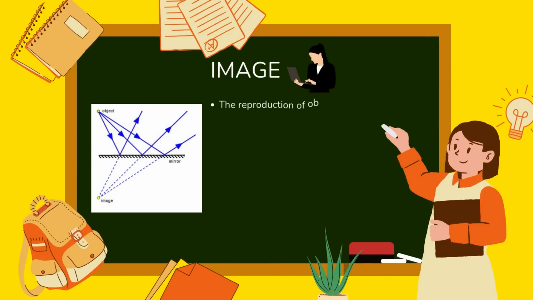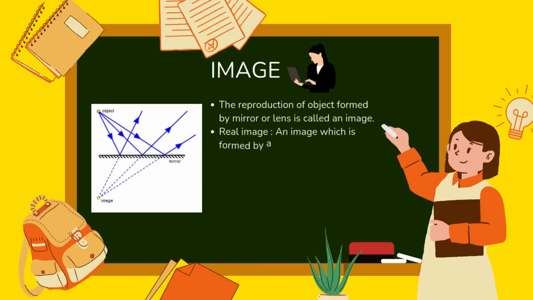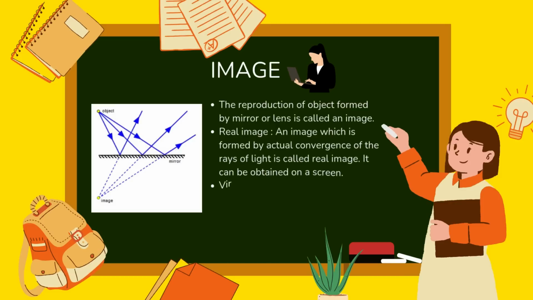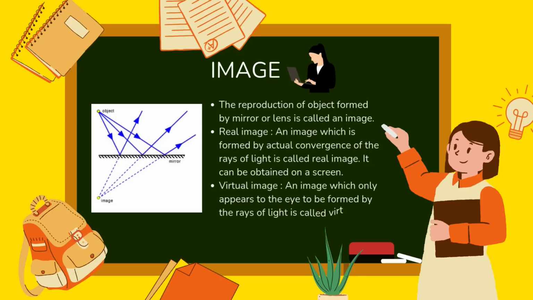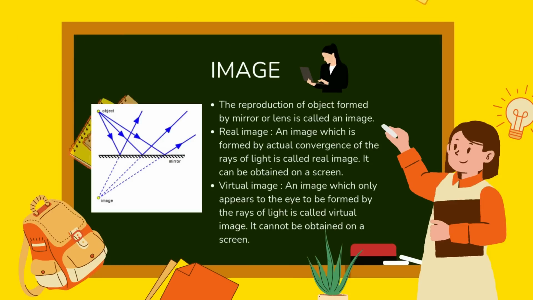Image. The reproduction of an object formed by a mirror or lens is called an image. Real image. An image which is formed by actual convergence of the rays of light is called a real image. It can be obtained on a screen. Virtual image. An image which only appears to the eye to be formed by the rays of light is called a virtual image. It cannot be obtained on a screen.